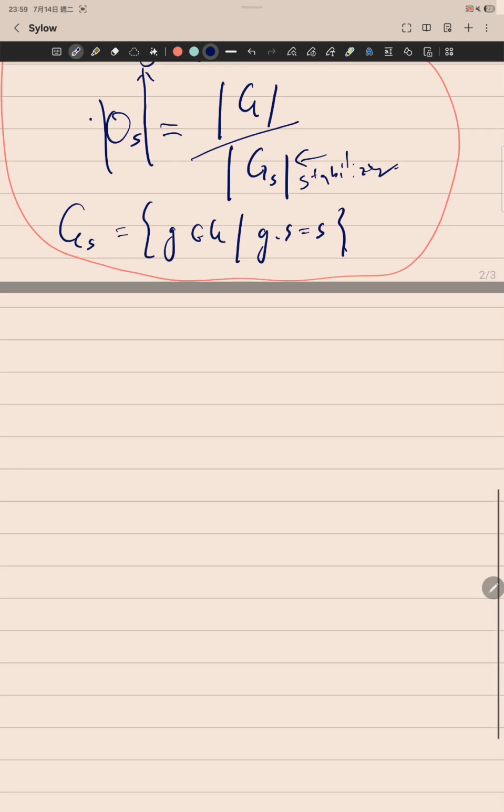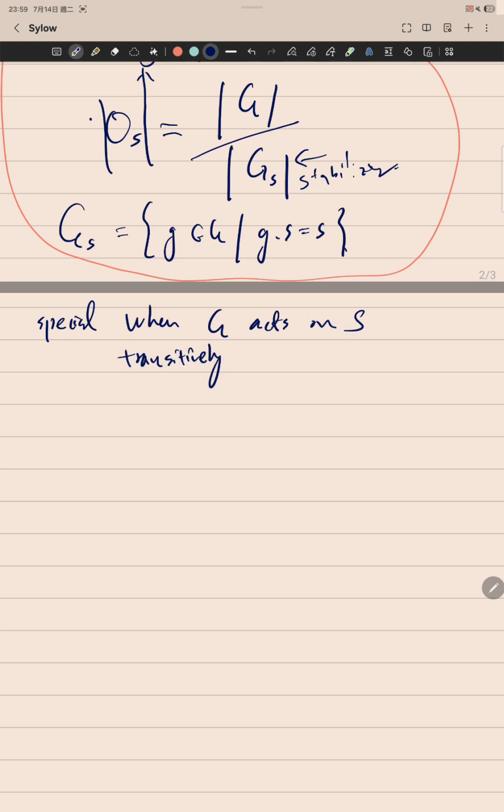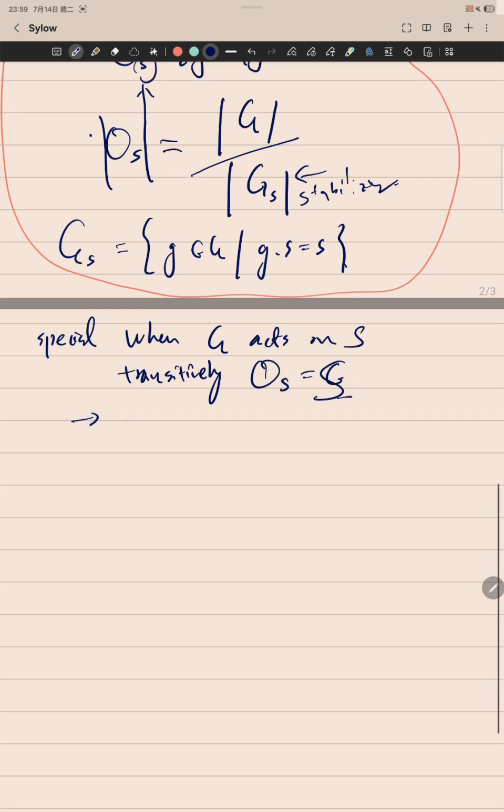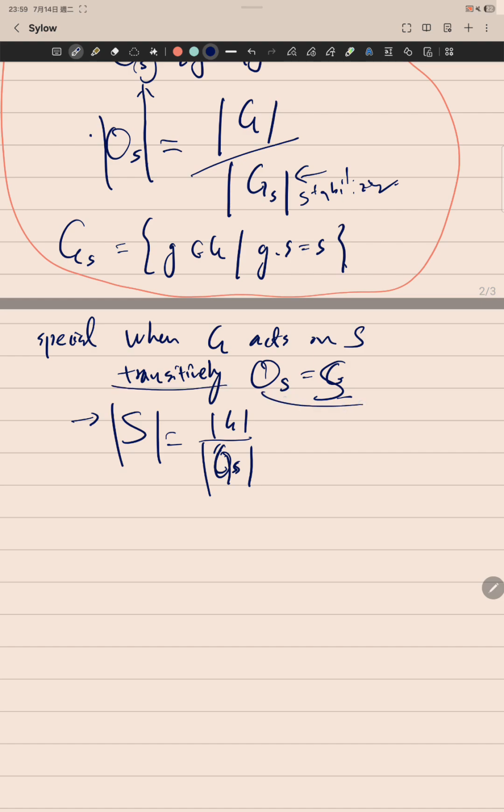And there's a special case. When G acts on S transitively, meaning that there's only one orbit, then this formula reduces to something very simple. The size of S is just the size of G divided by the size of G_s, because there's only a single term. Transitively means that you can start with any element and apply some group element to go to another element.